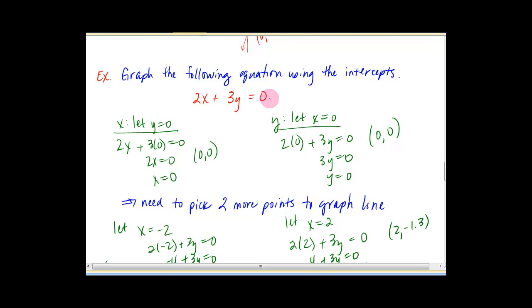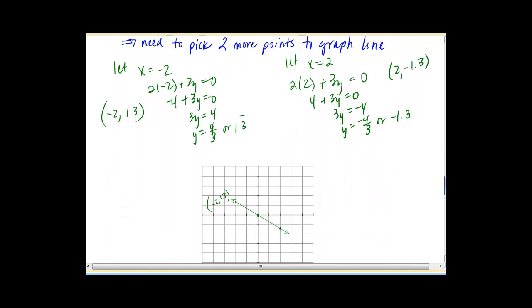And I show you this because if I'm plugging in 0 for y and 0 for x, and I end up with just a point 0, 0, I need to pick 2 more points in order to graph this line.